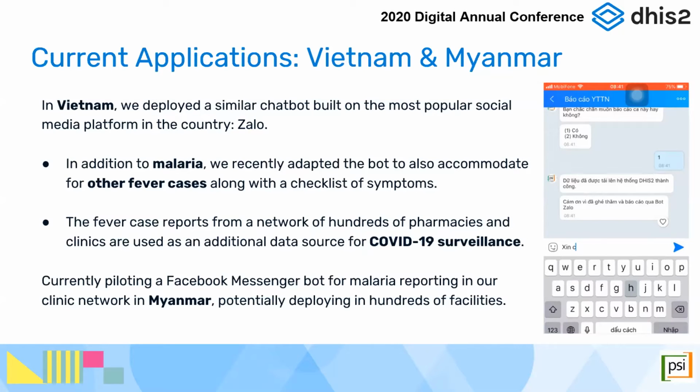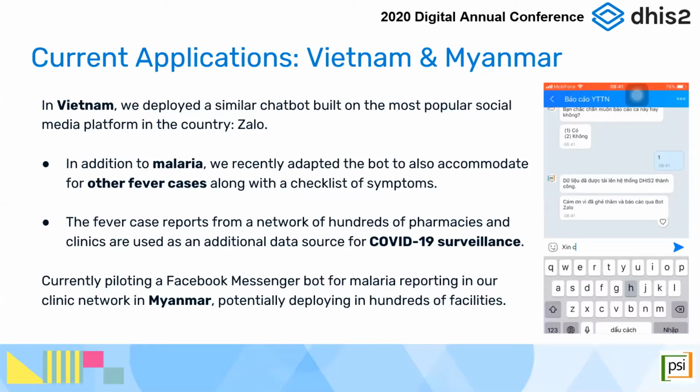And in Vietnam, where we were deploying this back in March, April, because of the need to strengthen COVID-19 surveillance, we recently updated the bot to also accommodate other fever cases. There's a lot of overlap between malaria and COVID-19 symptoms, and a lot of the people who come with fever and who we test actually don't have malaria, they have something else. So in general, we feel it's important to expand the range of symptoms and diseases that we can report from our private sector network.